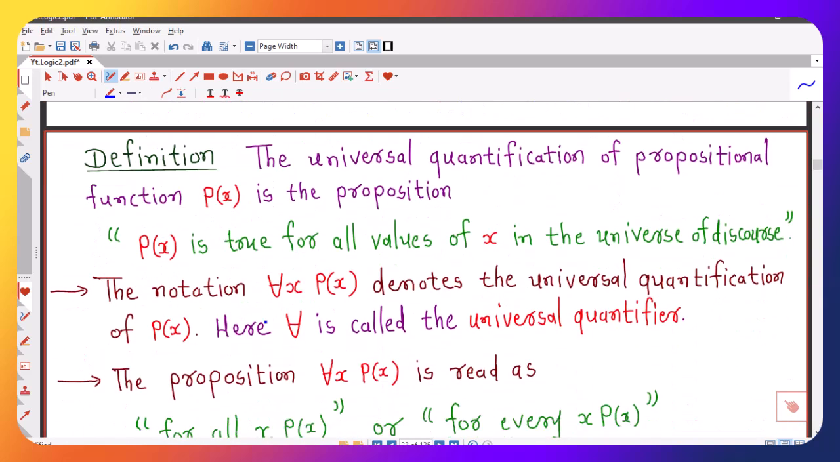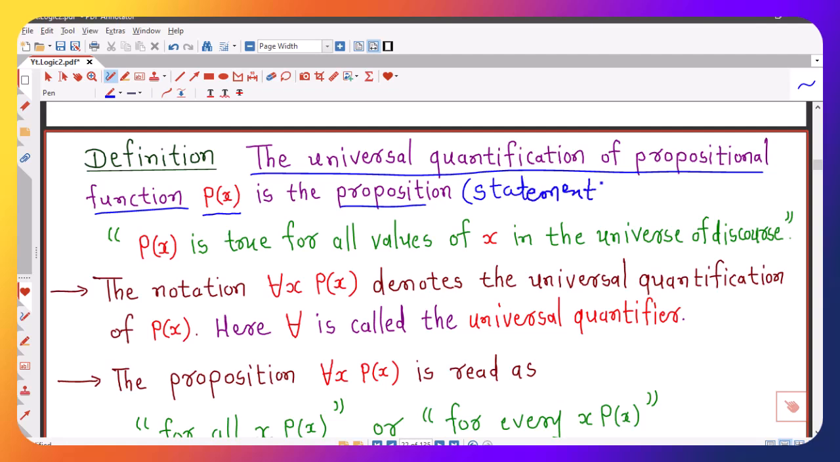So if they ask you to write down the definition of the universal quantifier, you can write in this way: the universal quantification of a propositional function, another name is statement function, denoted by p(x), is the proposition or statement.